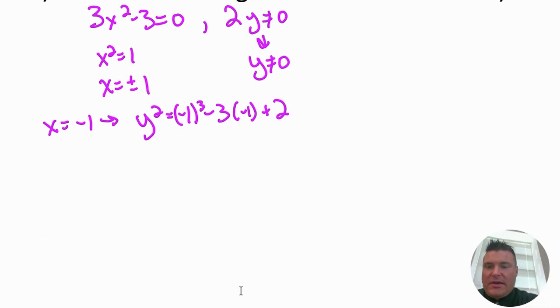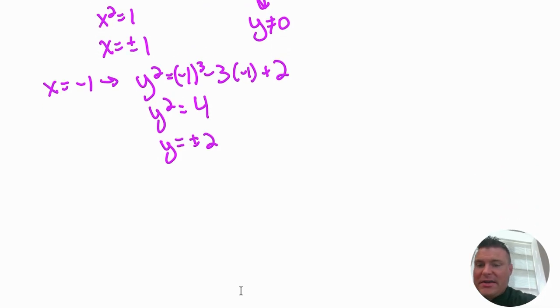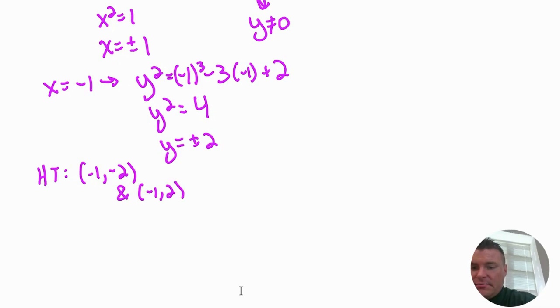And when I do that, I'm going to get y squared is equal to, that looks like a 4 to me. I'm going to get negative 1 plus 3 plus 2. So when I do this, I'm going to get y equal to plus and minus 2. And since neither of those values are 0, I'm going to get the coordinate points for a horizontal tangent. Okay, with that, HT, horizontal tangent, is going to happen at negative 1, negative 2, and negative 1, comma 2.